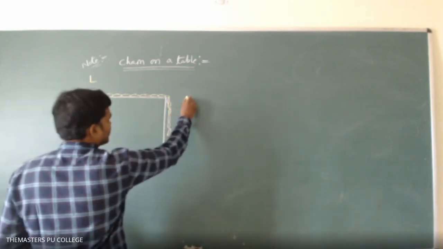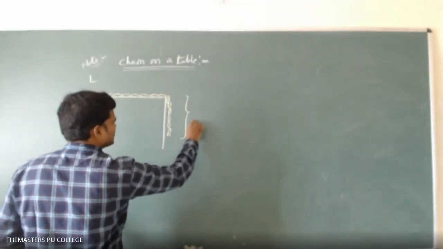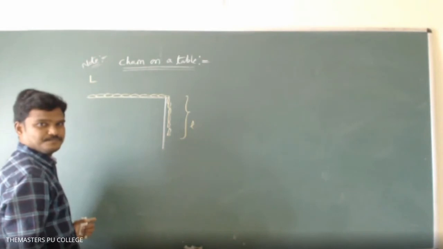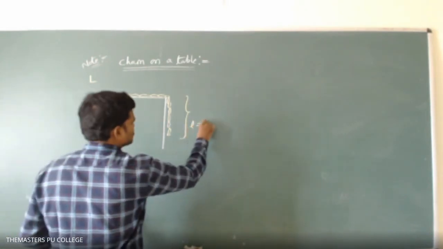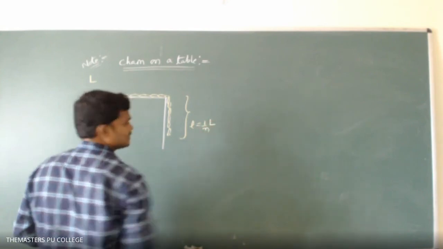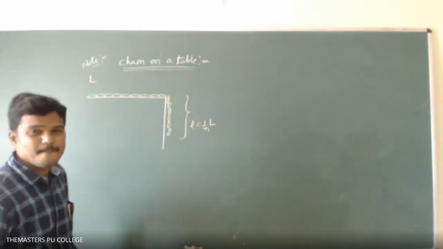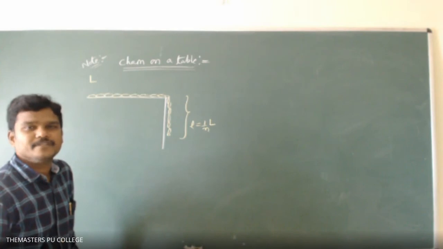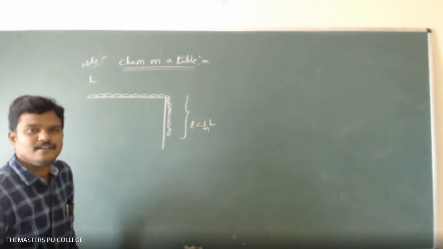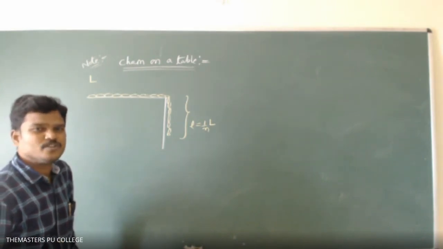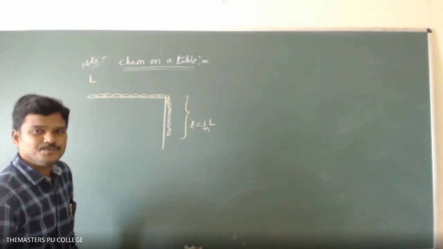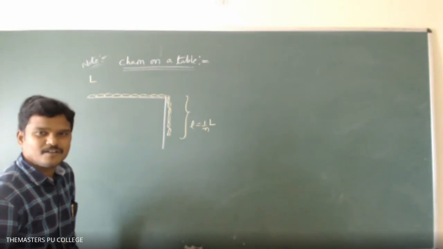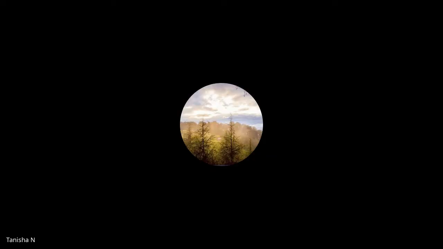The length of the hanging part is small l. Let us suppose small l is equal to 1 by nth of capital L. If it is half part, what is small l? Small l is equal to capital L by 2. If it is 1/3 part, small l is equal to L by 3. Yes, sir.